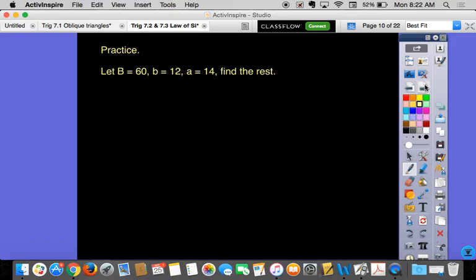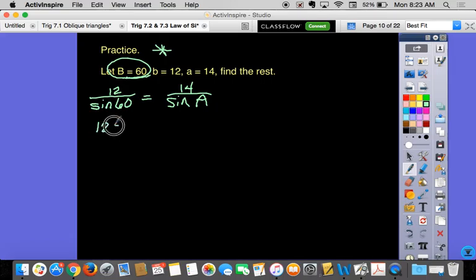Heads up. Now, let's just play for just a second. Let's do one real quick, if I have time. I've got a little under 2 minutes. So if we were going to stack this up, we've got 12 over sine of 60, and then 14 over sine of A. Now notice, one angle, it's acute. I should be watching. So 12 sine A equals 14 sine 60, divide by 12. Now notice I'm just dividing by 12. The sine goes with the A, okay?